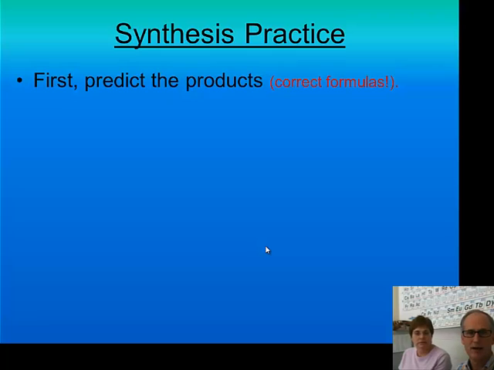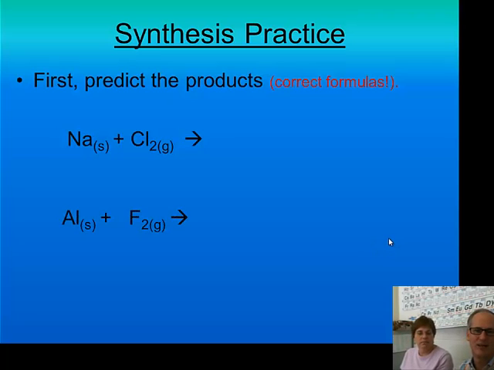Let's predict products based on a synthesis style reaction. Always remember that when you write the products, go back to your ionic formula, charges, and crossover rules. You've got to have the right formula on the other side. All right. So what do you think? Sodium and chlorine. What are they going to make, Mrs. Ehrman? They're going to make NaCl. NaCl, you mean, oh wait, where is it? There it is. Sodium chloride.